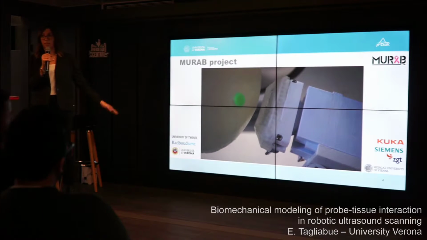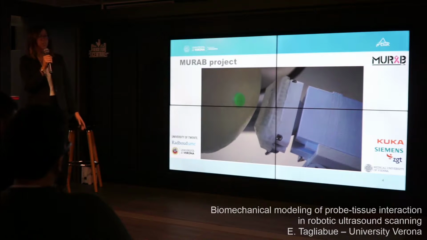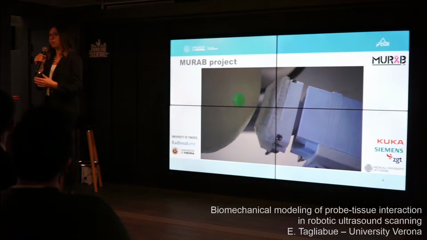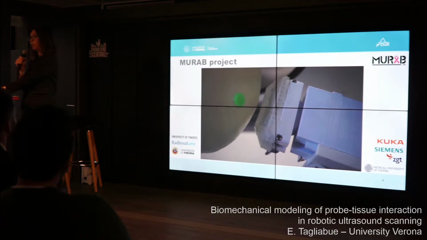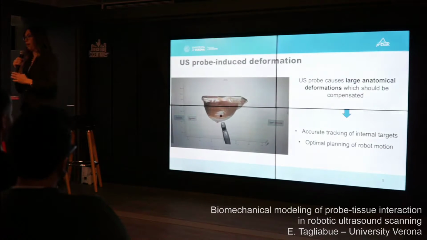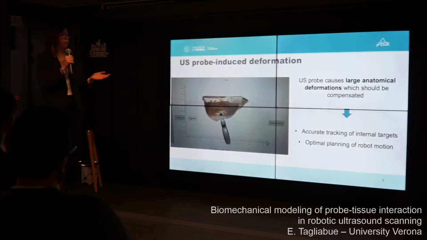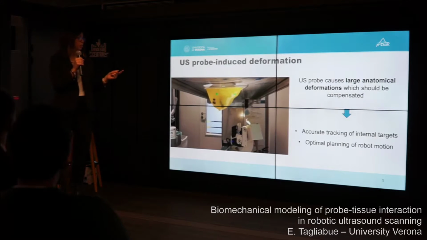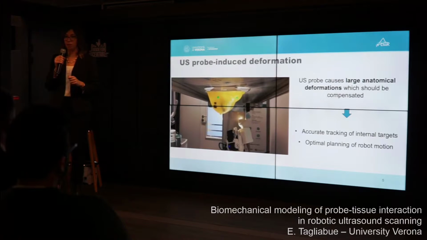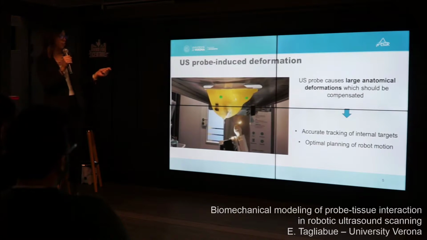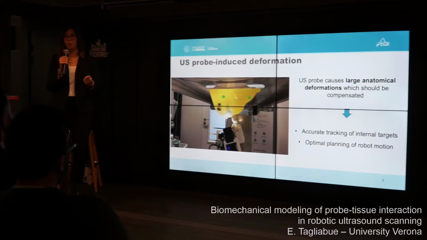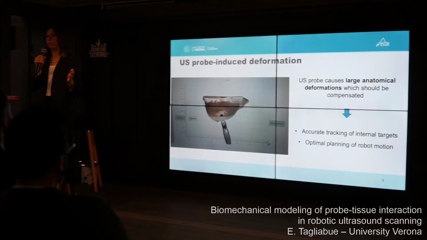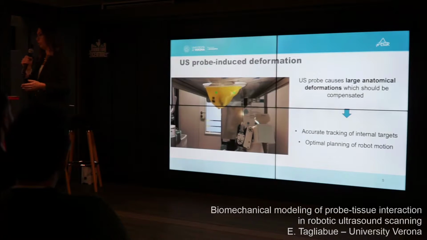As you could see from the video, one of the main challenges of the ultrasound scanning is that the breast deforms a lot due to the interaction with the ultrasound probe. And it's very important to model these deformations for two main reasons. First, in order to track the internal targets, so the tumors, and how they move when the probe presses against the breast. And second, in order to plan the optimal trajectory for the robot.